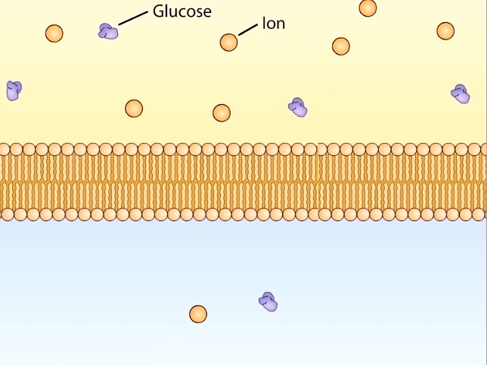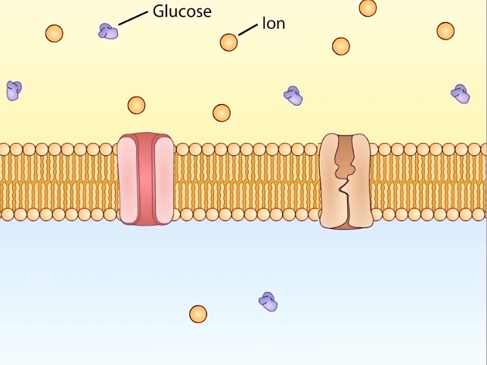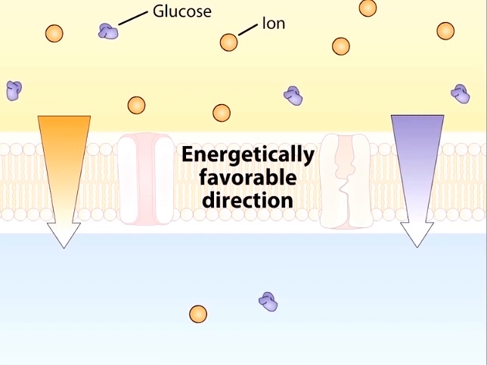They require the presence of specific transmembrane proteins, which act as transporters. When they pass through the transporters, the molecules do so in an energetically favorable direction, in a process known as passive transport. The molecules move down their concentration gradient, from a region of high concentration to a region of low concentration, or along an electrochemical gradient.